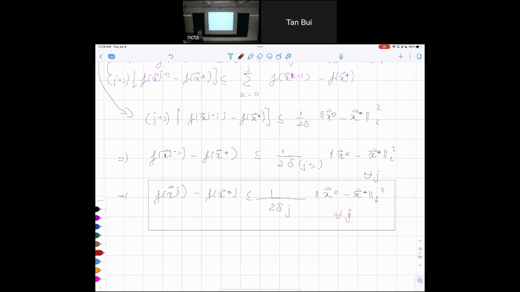So this result says that because x0 is fixed and delta is fixed, and j is running, as you run the iterations, f of xj minus f of x star is bounded by this term, and this term converges to 0. Everybody see that? So our gradient descent indeed converges. Good.